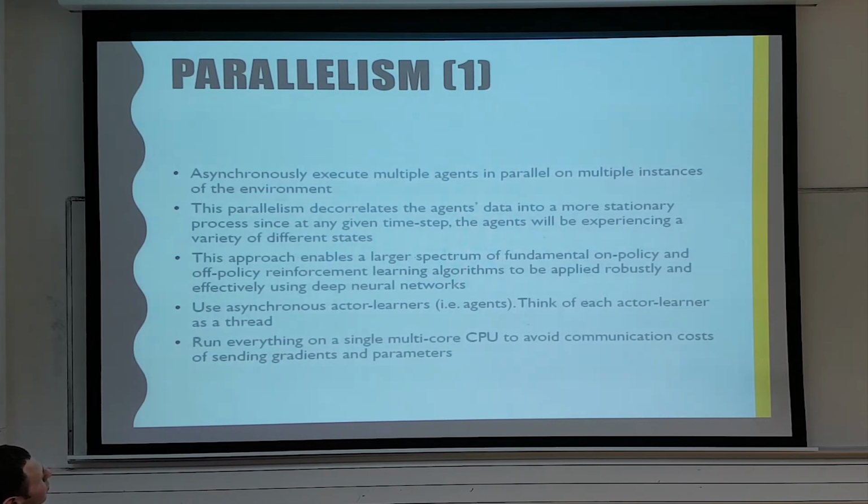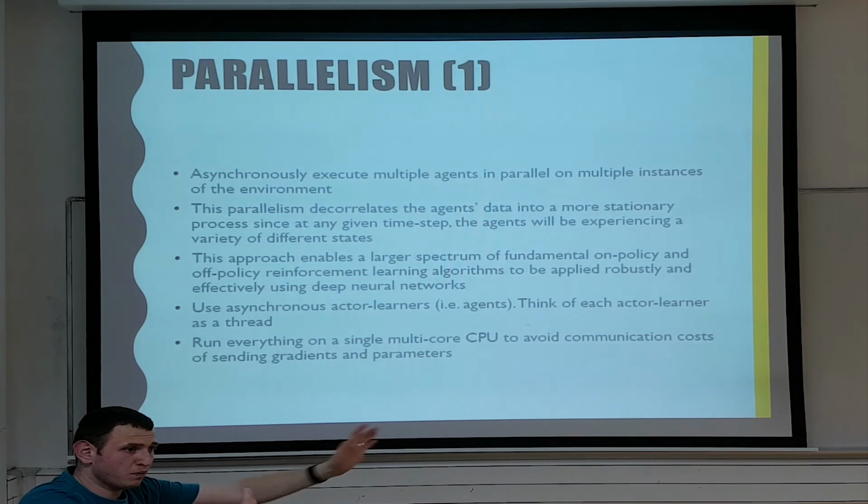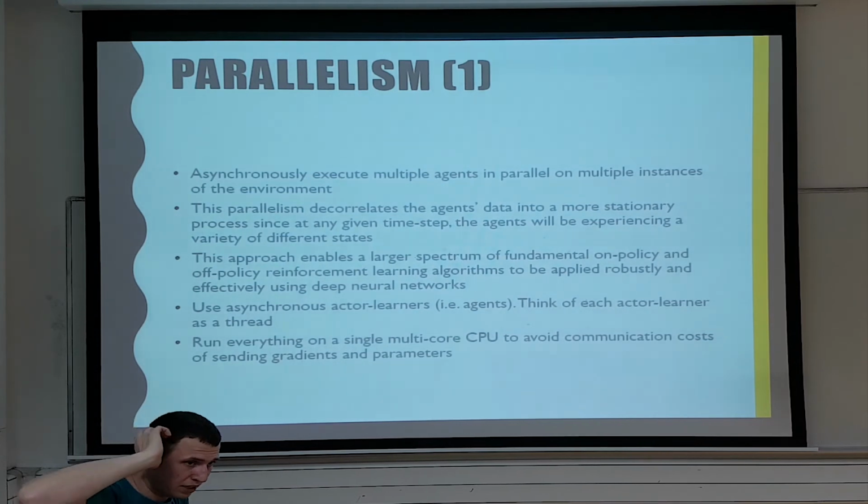Asynchronous methods execute multiple agents in parallel on multiple instances of environments. This parallelism decorrelates the agent's data into a more stationary process, since at any given time step the agent experiences a variety of different states. With asynchronous actor-learners, we can think of each actor-learner as a thread. We multiply the threads, and they update the policy. That's what you asked about before.